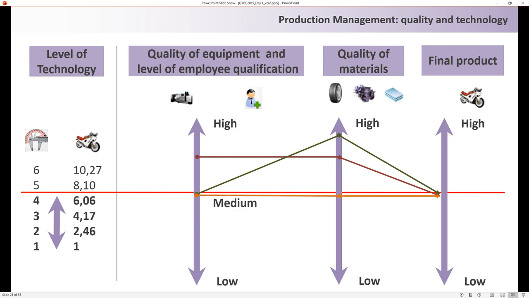An optimal solution, if you're willing to get the highest quality of final good, is to go with the orange, or the third line, going really regarding requirements according to technology. But there's also a possibility to choose another path. You can choose the same quality of equipment, and naturally the requirement for a level of employee qualification will be the same in match with level of technology. However, you can use lower quality of materials. That will allow you to produce higher quality than zero, but at the same time save on costs.